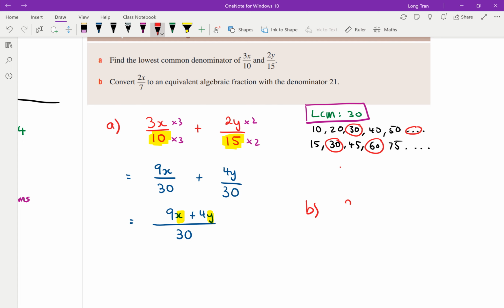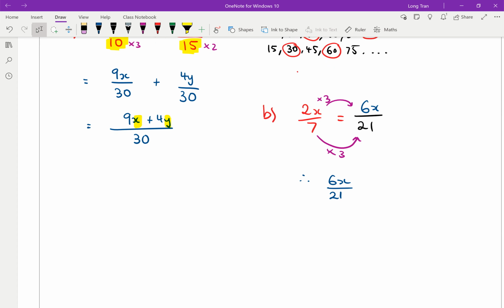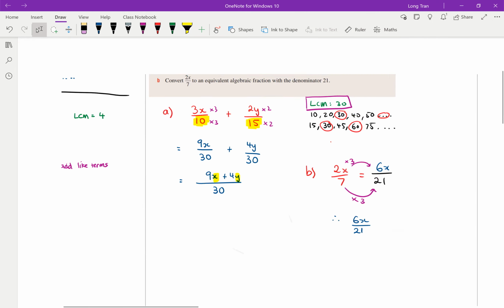So they're just saying that if you've got 2x over 7, what is the equivalent fraction if I want the denominator to be 21? And you can see here, to get from 7 to a denominator of 21, I'd have to multiply by 3. But remember, whatever you multiply on the bottom, you have to make sure to multiply on the top as well. So 3 times 2x gives me an answer of 6x. So that is my answer. It's 6x over 21 is an equivalent fraction where the denominator is 21.